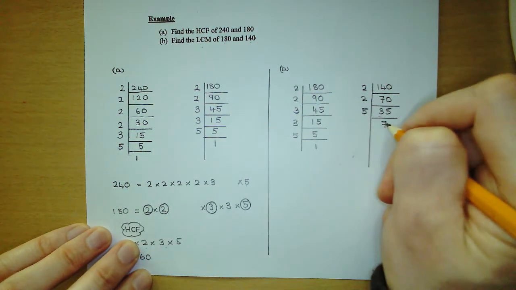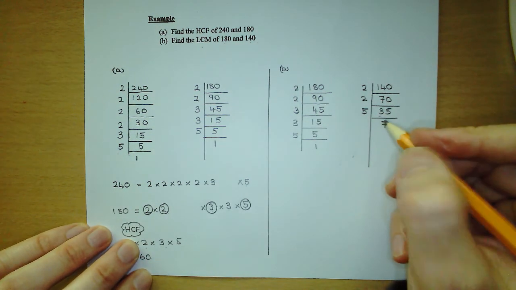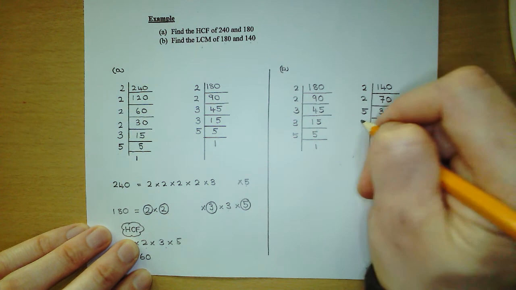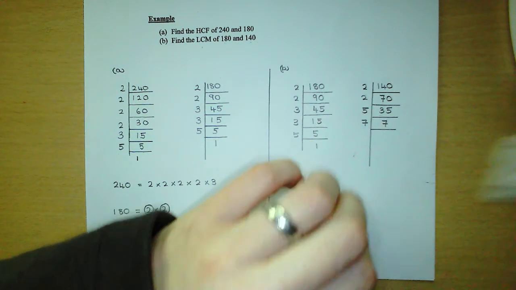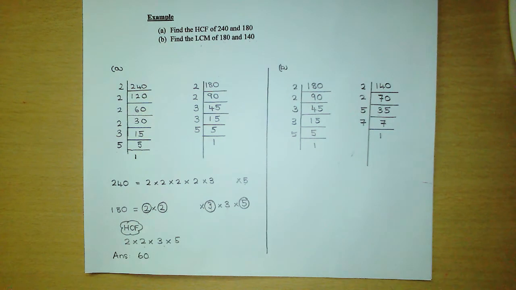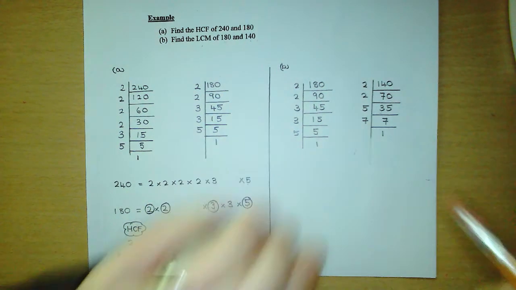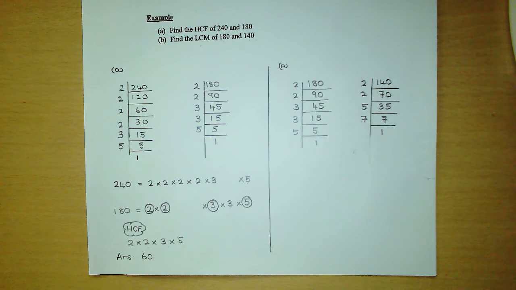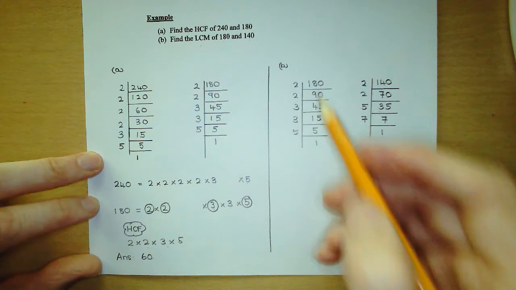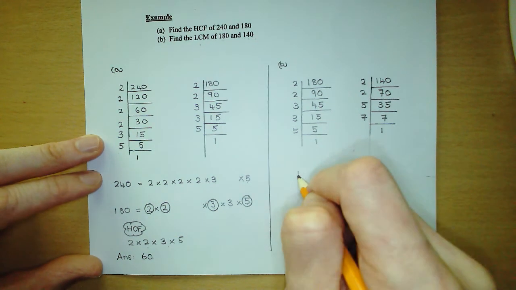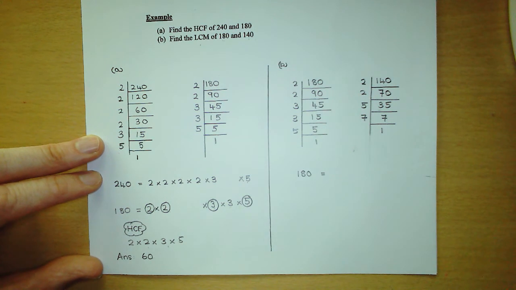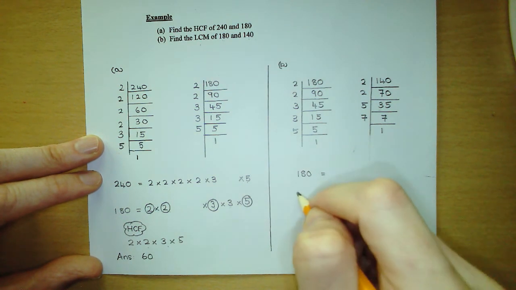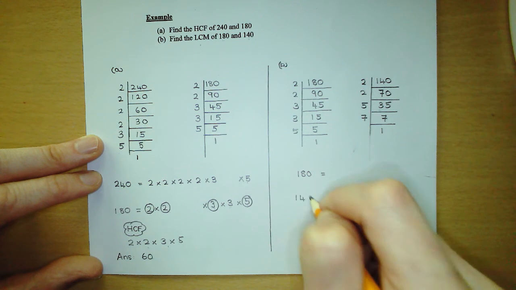We can't divide by 5 anymore, so we now move up to the next prime, which is 7. And we divide by 7. And that's going to leave us with 1. So we've now got all the prime factors that multiply to give 140. So just like the last example, we're going to write 180 and 140 as a product of their primes, making sure we line up identical factors in each number. So we'll put 180 at the top, and then we'll put 140 underneath.